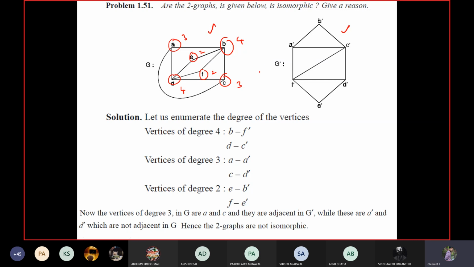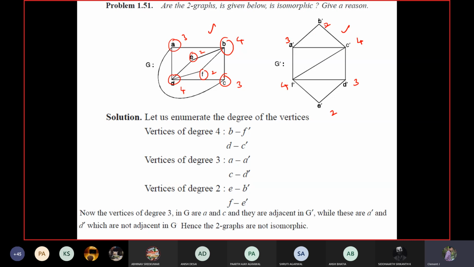Correct. Third, if I check the degree sequence with respect to the cycles also, listen carefully, with respect to the cycles. See here, first let us write the degrees for that. So this is 2, this is 3, this is 4, this is 4 I think. Next, this is 3, this is 2.